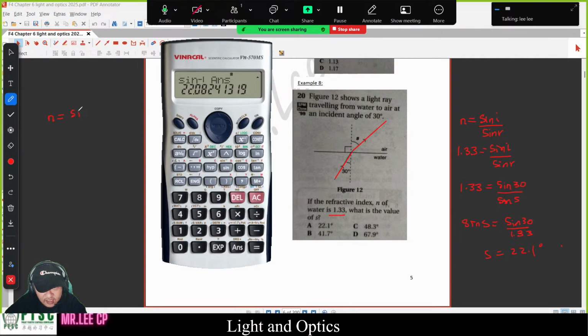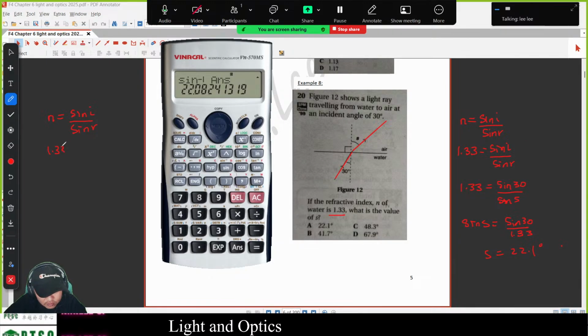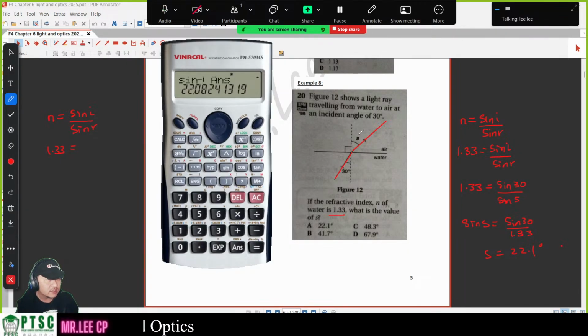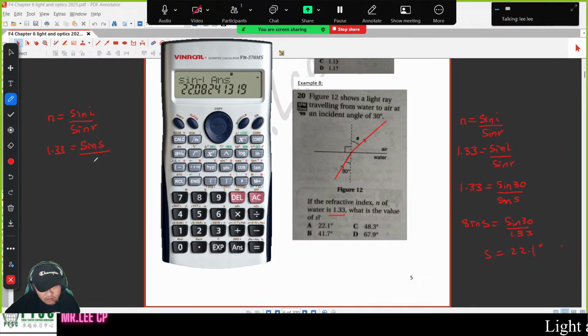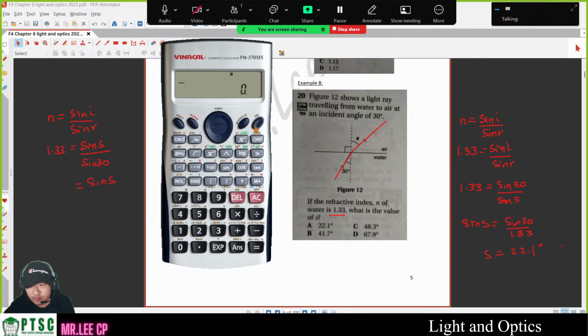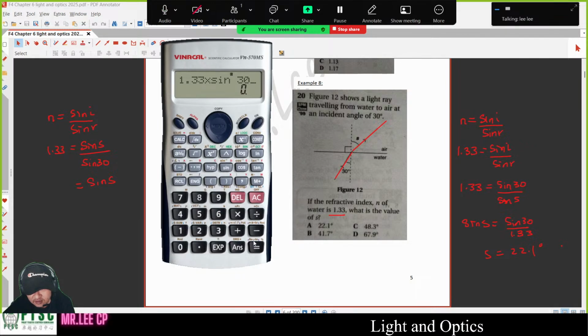So now how do you need to do it rightly? N is sine i over sine r. Right? N is 1.33. Sine i is always the bigger number. You try to have a look, is this 30, this S. Which one is bigger? Of course, S is bigger. So sine S over sine 30. Sine 30 goes up. Sine S is equal to 1.33 times sine 30. 1.33 times sine 30. Right? 0.665.